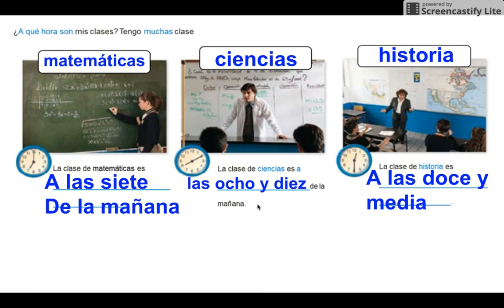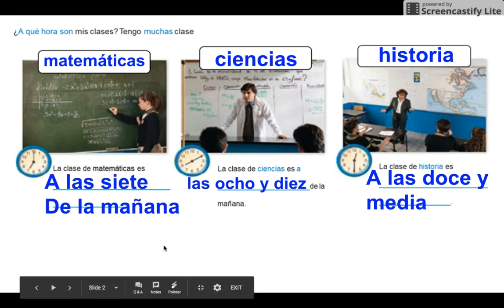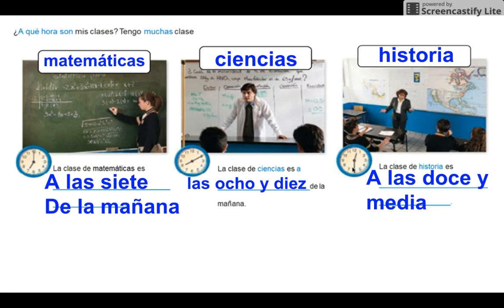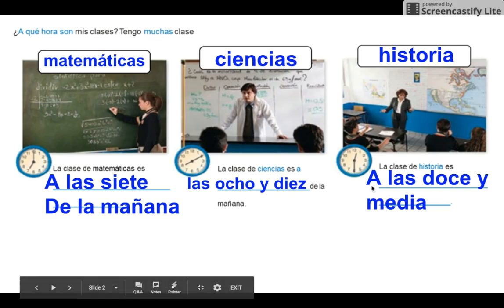But is it in the morning or in the afternoon? Well, 12:30 is a little bit after lunch or during lunch, which means it's in the afternoon. So, the answer is a las doce y media de la tarde.